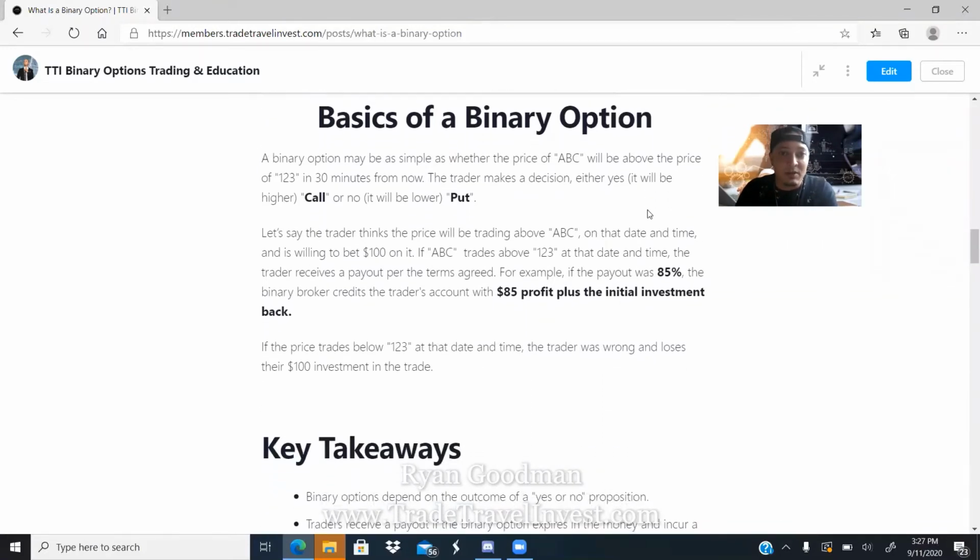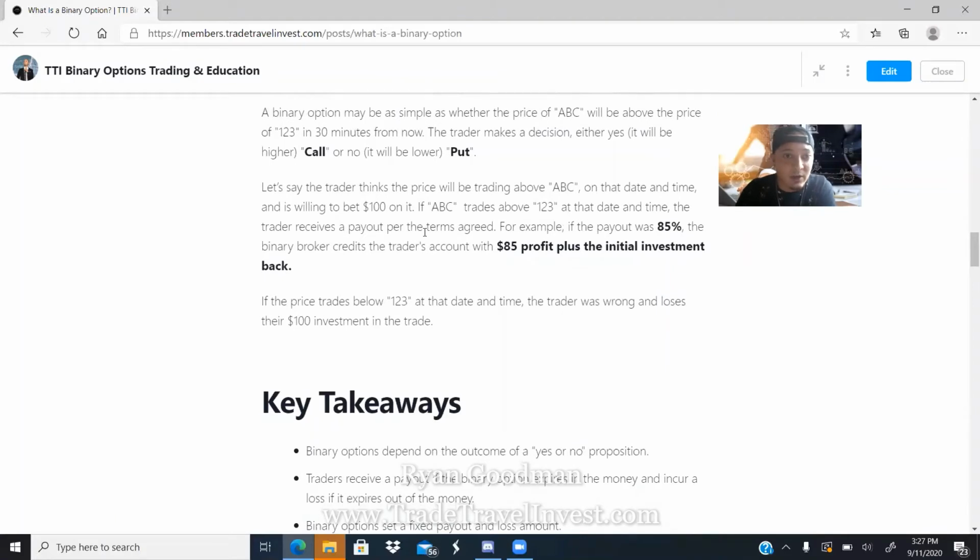Binary options may be as simple as whether the price of ABC, we're just going to use this as an example, will be above a price of 1, 2, 3 in 30 minutes from now. So the trader makes a decision: yes, it will be higher, which would be a call, or no, it will be lower, which would be a put. So those are our two options, if you guys didn't get that by now.